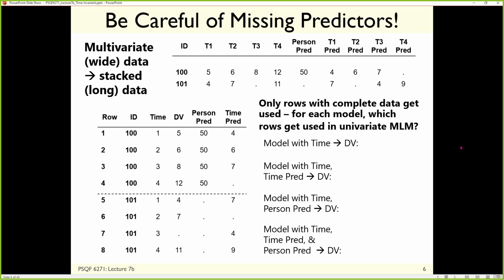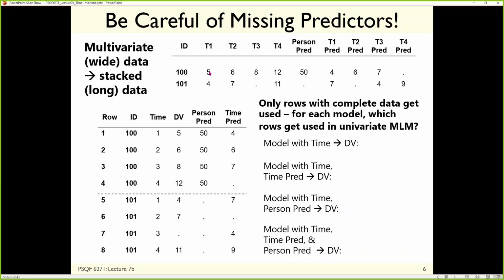So to put this into more concrete terms, if we start out with a wide data set like this, this is what you would need to do traditional repeated measures analysis of variance. This is also what you would need to fit longitudinal models using structural equation modeling software, where each of these T1, T2, T3 would be separate boxes that you would then have latent variables predicting.